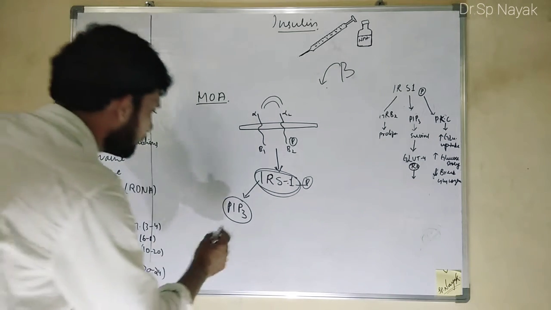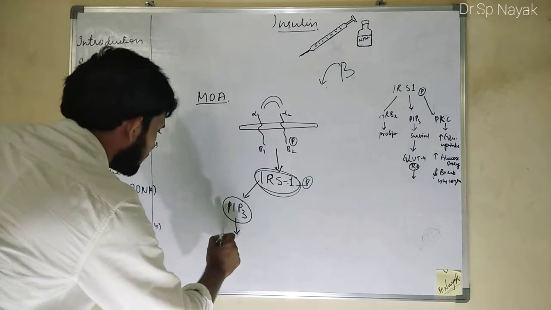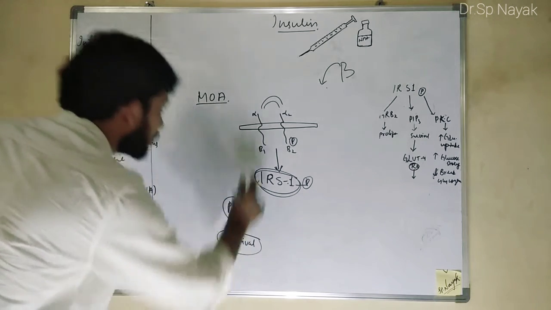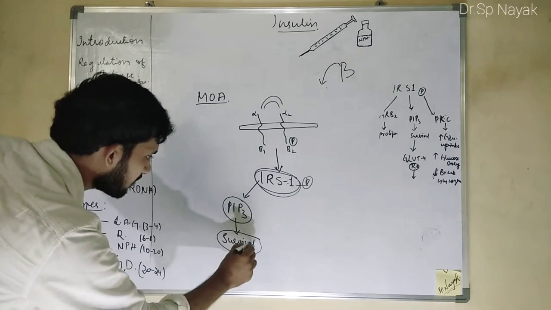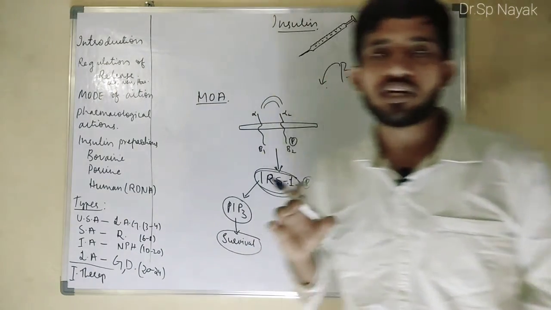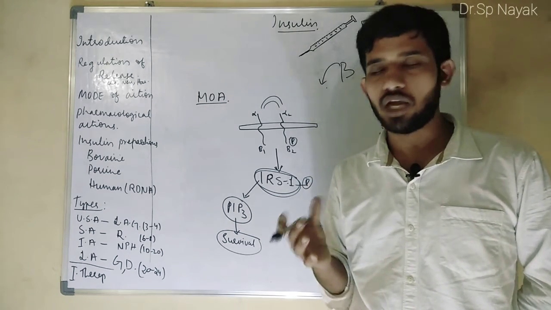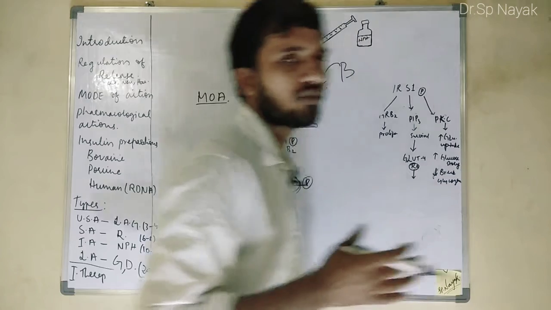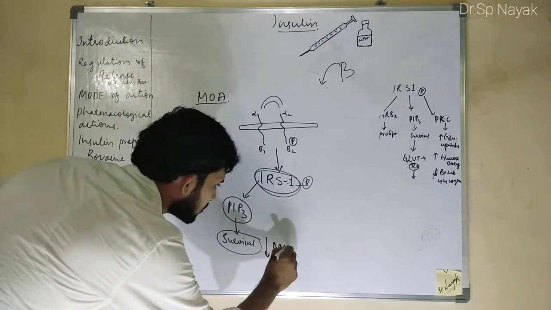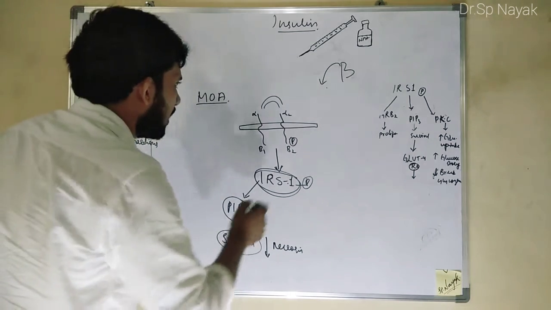So IRS1 activates PIP3, and this PIP3 is helpful for cell survival. So insulin is helping cell survival. That means insulin increases the time period before cell death. So it reduces necrosis. So this is one function of IRS1.